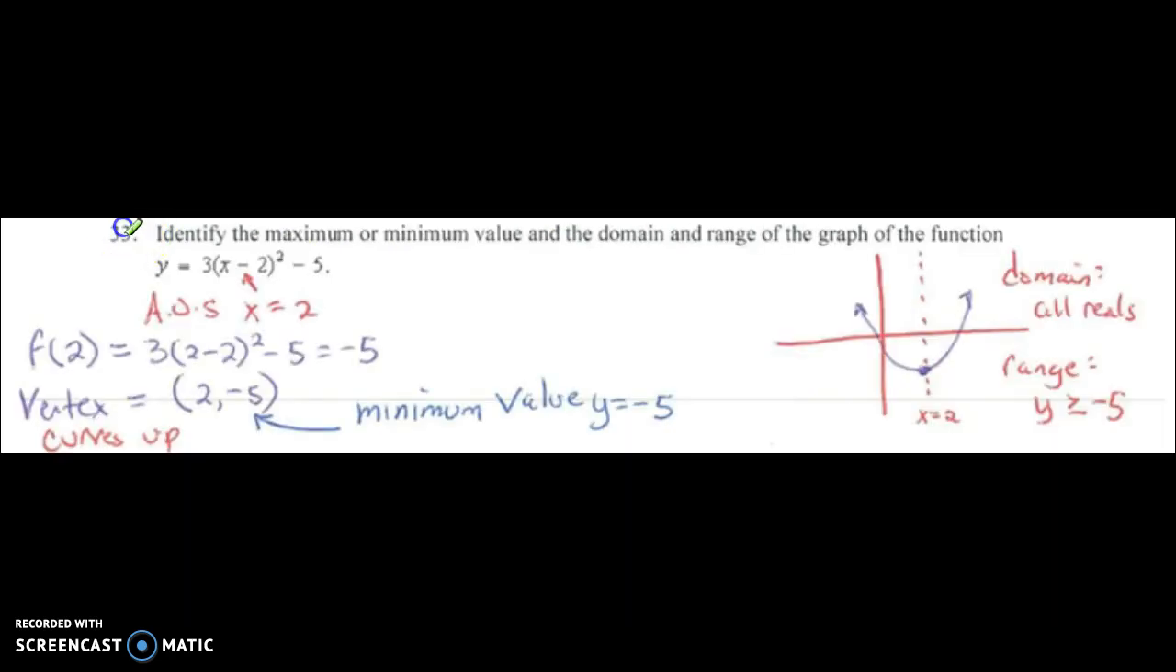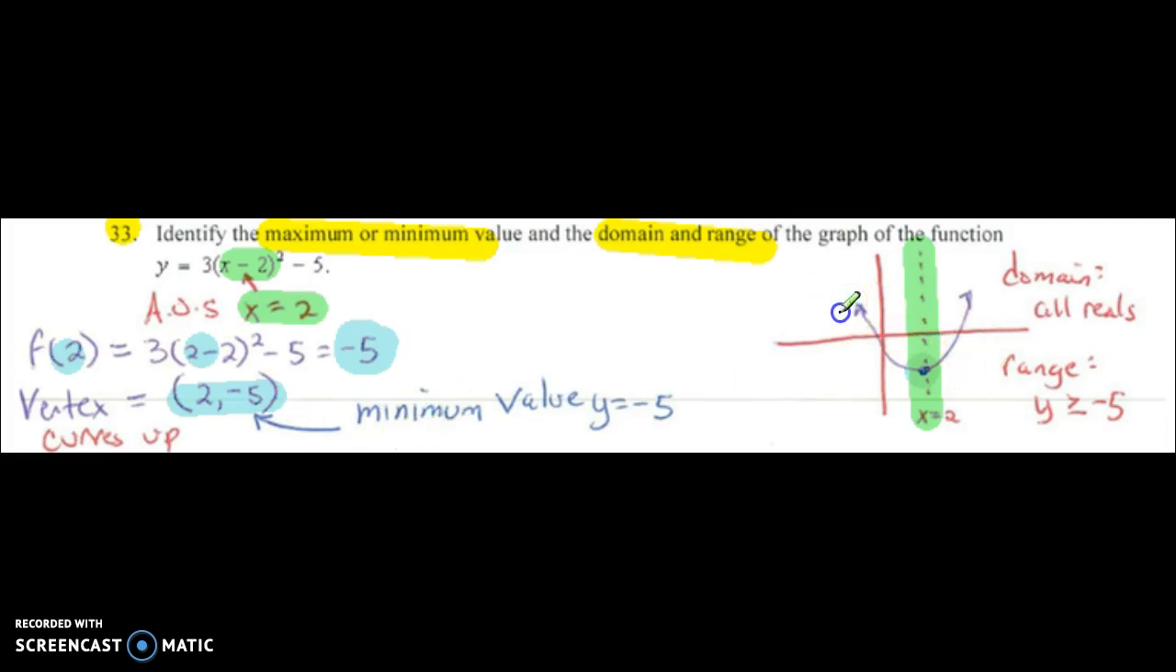On problem 33, I want to figure out if it's a maximum or minimum value. I want to figure out the domain and range of the graph. So first thing I need to do is figure out the axis of symmetry. What makes this 0 is positive 2. So here's my axis of symmetry. So my vertex, if I plug in f of 2, I end up with negative 5. So I get 2, negative 5, so that's right there in the graph.